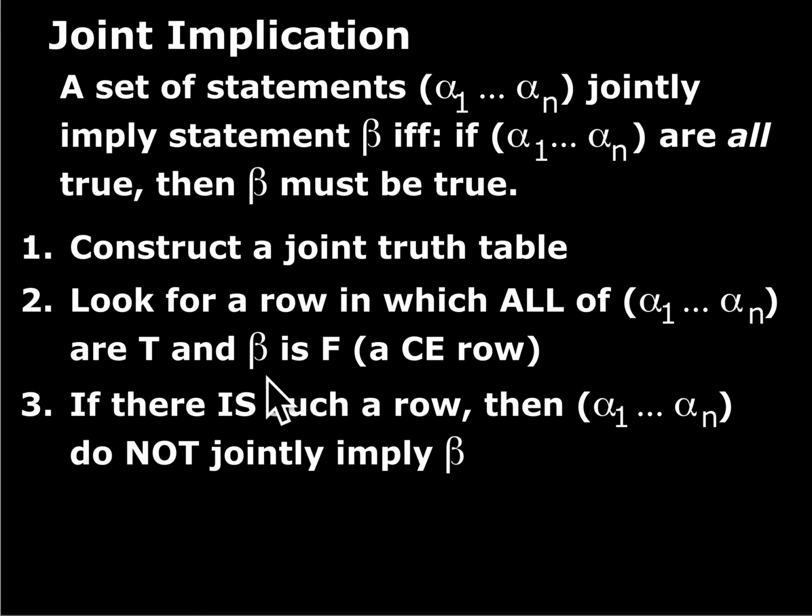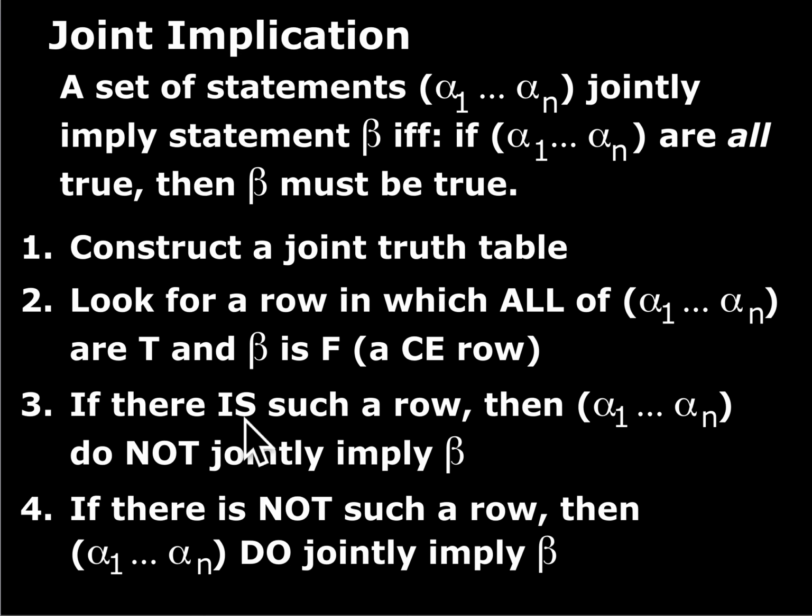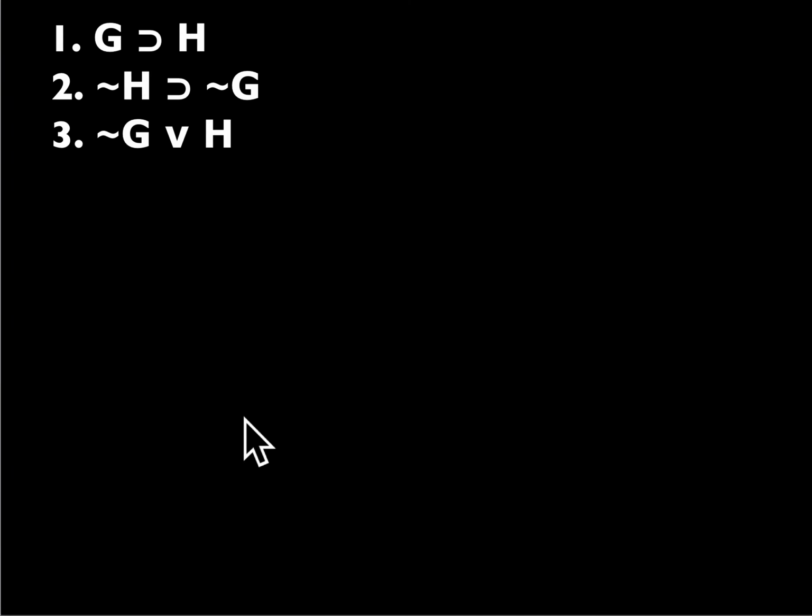Suppose you do find a counterexample row. Then the implication doesn't hold. A1 through AN don't jointly imply beta. If there is no counterexample row, then alpha 1 through alpha n do jointly imply beta. So it's essentially the same test. It's just that the counterexample row you're looking for is a little bigger because there's more columns involved. Once you see a couple of examples, you'll realize how easy it is.